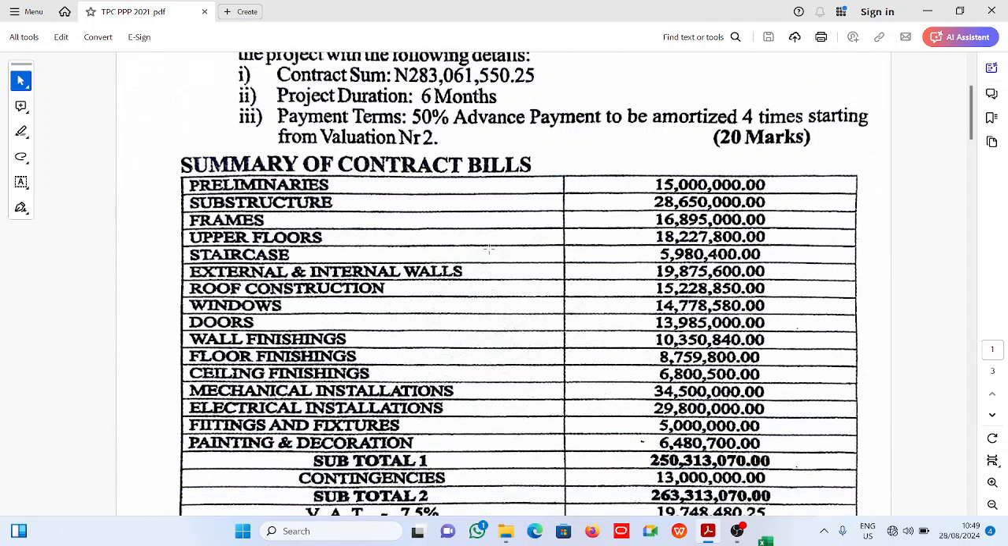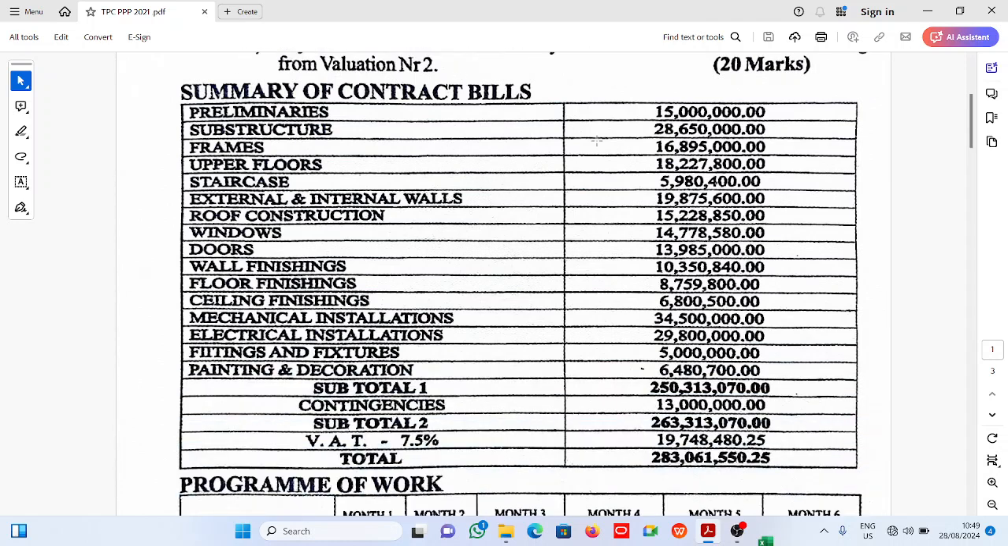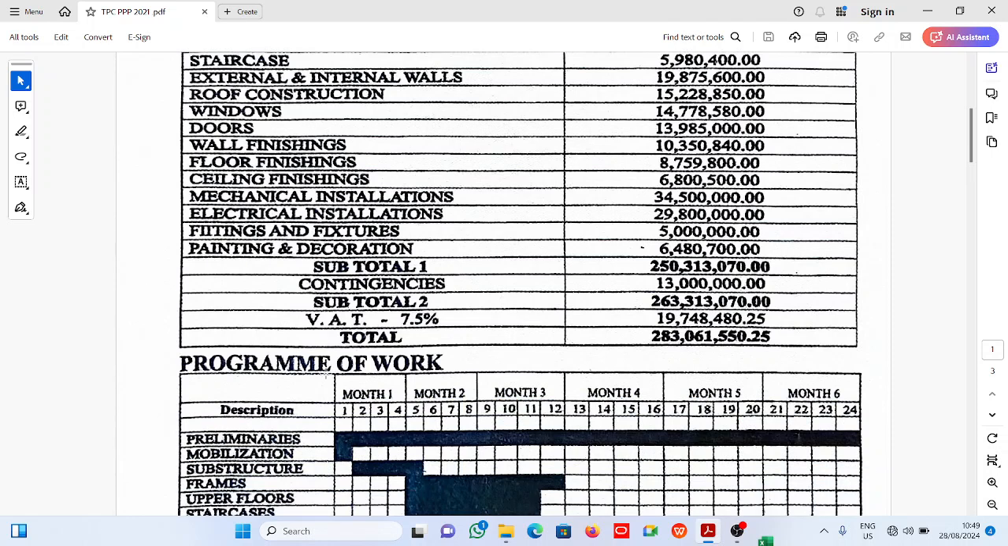Now this is the summary of contract bills here. Preliminaries is 15 million, substructure is that and that, then subtotal 1 is 250 million 313,070 naira. Contingencies is 13 million, subtotal 2 is 263 million 313,070 naira, and VAT is 7.5%, and then you have this total.